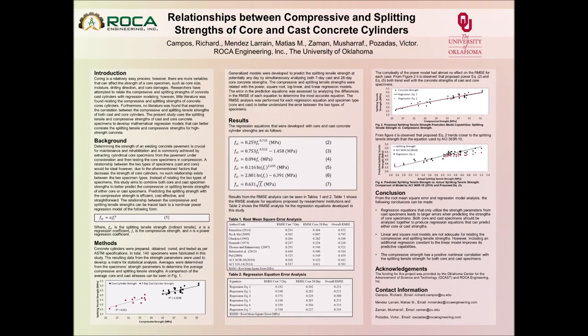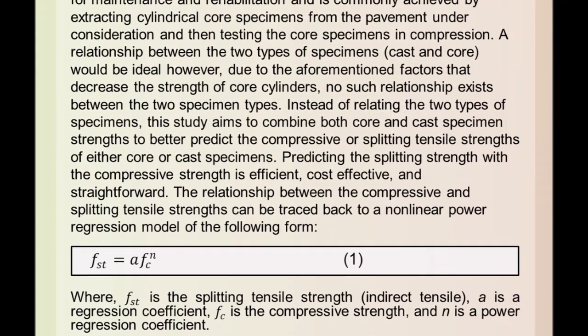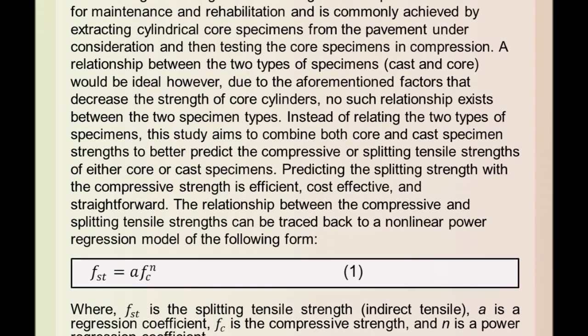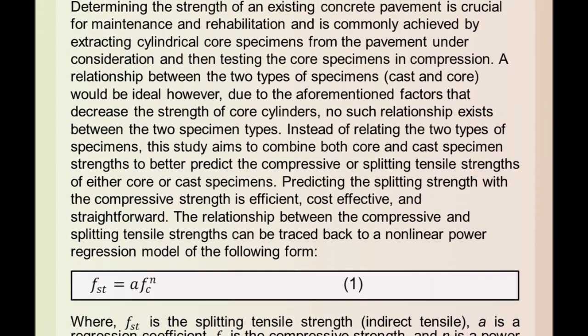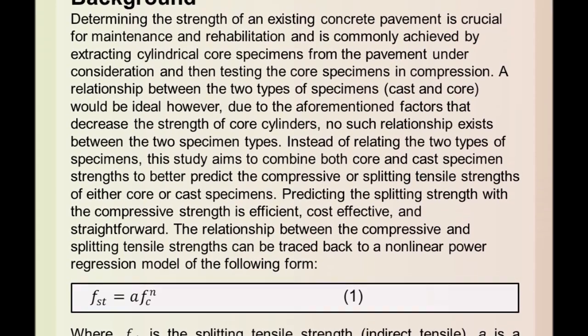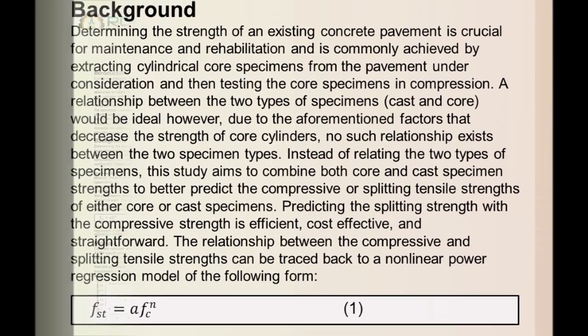The nonlinear regression power model is the most common mathematical model used for relating the compressive and splitting strengths of concrete. Because both the compressive and splitting tensile strengths fail by applying a compressive force to the cylinder, more credence is given to this strength relationship. The relation between the compressive and splitting tensile strengths can be traced back to this nonlinear power regression model.